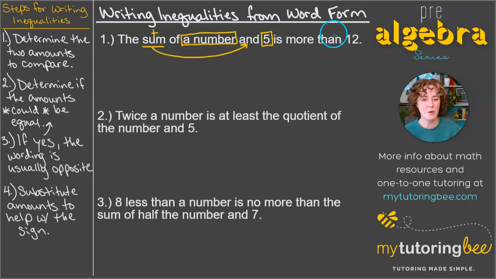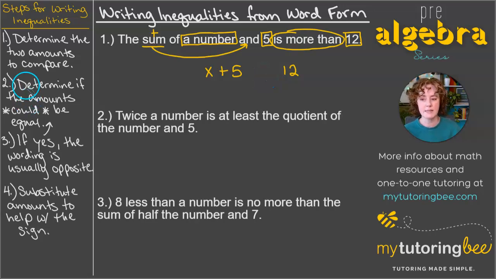All right, is more than, well, that is our inequality wording right there. So I'm just going to circle that, but leave that be for now. And then this is the other amount that we are comparing this to. So we've got this side of the inequality, and then 12 is on the other side. Let's write out what we've got so far. The sum of a number and 5, so we know that we are adding a number and 5, and then 12 is what we're comparing that x plus 5 to. So we're just leaving that space empty in the middle.